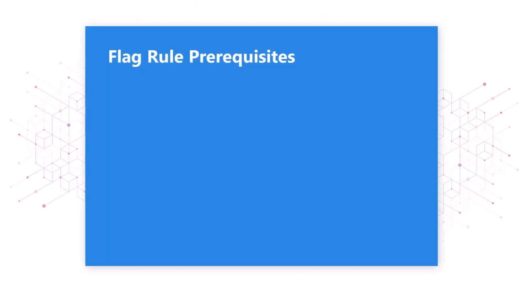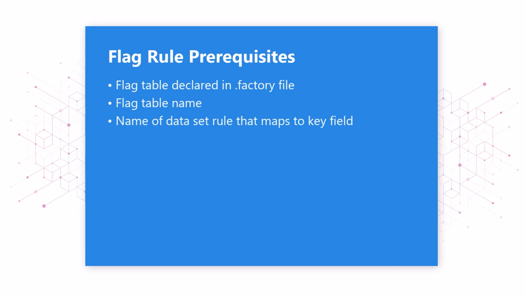Before you can create a flag rule, you must declare the flag table in your factory file and specify the name of the flag table, the name of the rule in the dataset that maps to the key field in the flag table, and the name of the date rule in the dataset. In this demonstration, we've already done those things. We haven't created the flag rule yet, however, so let's do that now.